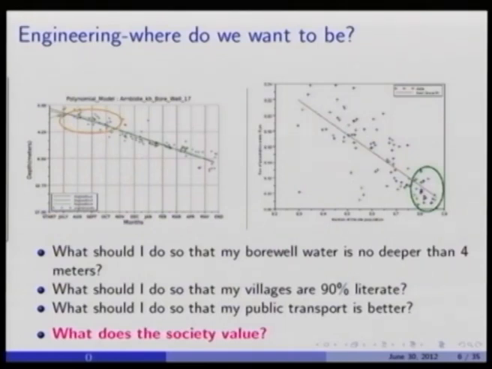Is that clear? So supposing we want our villages to be here, right? So how do I go from here to here, right? Is that clear? So you see, these are some of the questions. For example, what should I do so that my villages are 90% literate? Or, for example, what should I do so that my public transport is better? Correct? So when you have engineering, there's always a value which society has put to a desirable change.